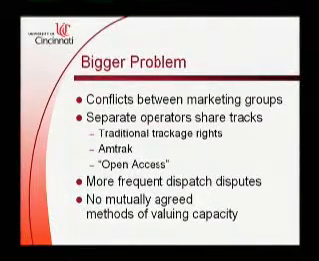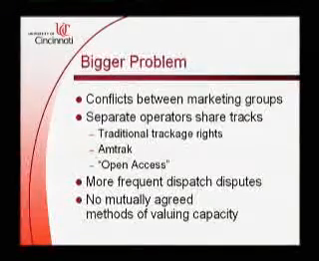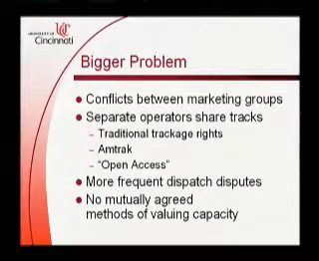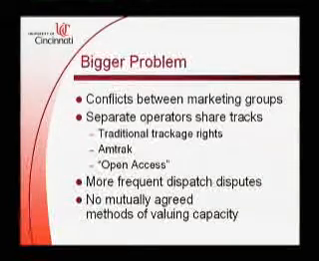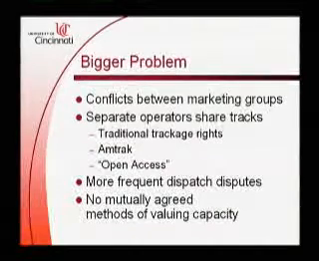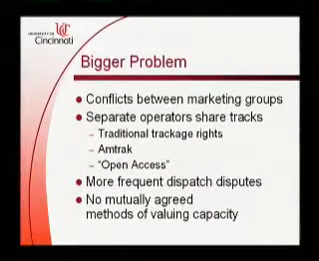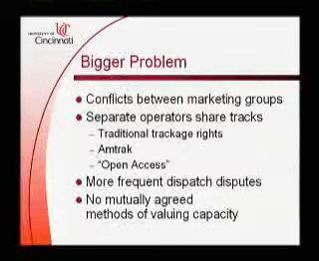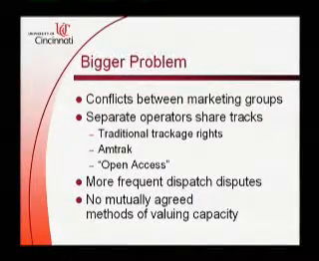Secondly, there are going to be separate operators sometimes sharing these tracks. This can occur either as a part of traditional trackage rights where two railroads have already agreed to share access to track. Amtrak is a big operator on shared trackage. Amtrak typically operates as a tenant on many freight railroad systems.